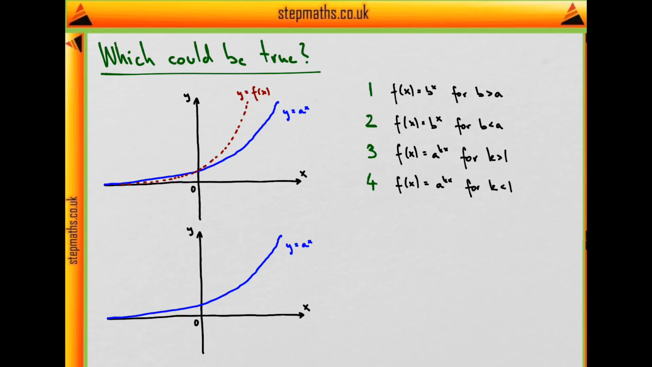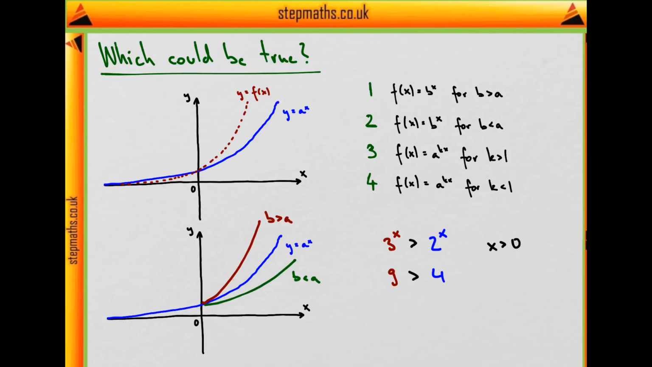Well, for positive powers, that means for positive x, the bigger the number we take the exponent of, the bigger the result we get. So 3 to the x is bigger than 2 to the x for x greater than 0. For example, 3 squared is bigger than 2 squared. So if b is bigger than a, we get a steeper curve which goes above the original one, and the opposite will happen for smaller numbers.